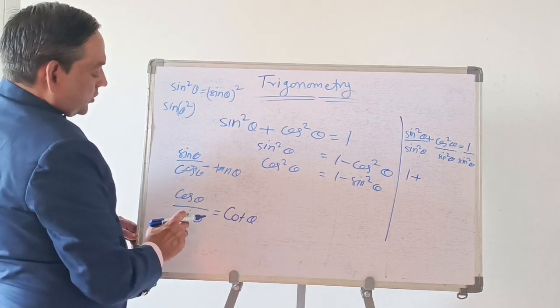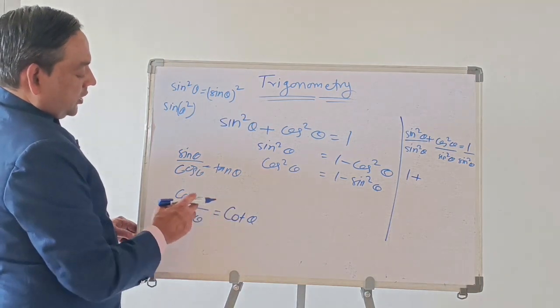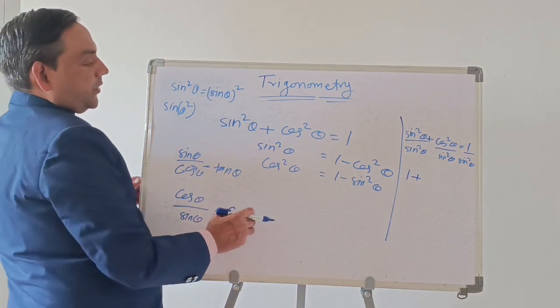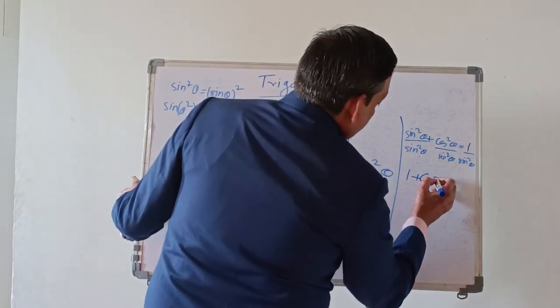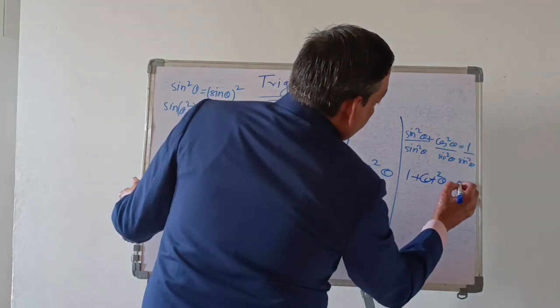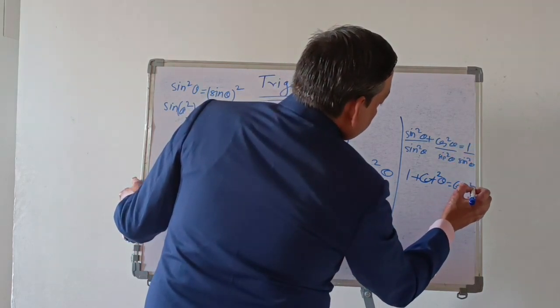So we are here. Cos theta upon sin theta is equal to cot theta. Same way, cos square theta upon sin square theta becomes cot square theta. And 1 upon sin square theta is equal to cosec square theta.